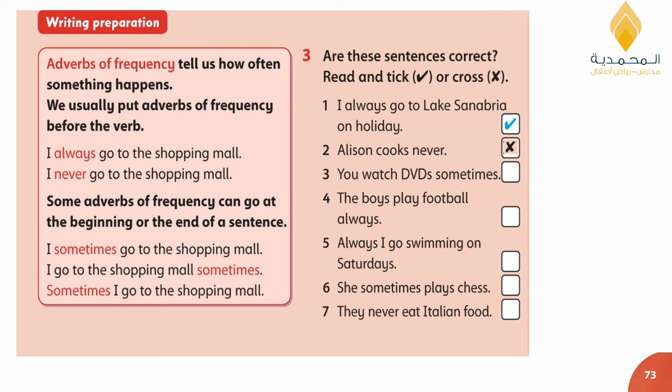Number 3. You watch DVDs sometimes. Correct. Number 4. The boys play football always. Incorrect. Number 5. Always I go swimming on Saturdays. Incorrect. Number 6. She sometimes plays chess. Correct. Number 7. They never eat Italian food. Correct.